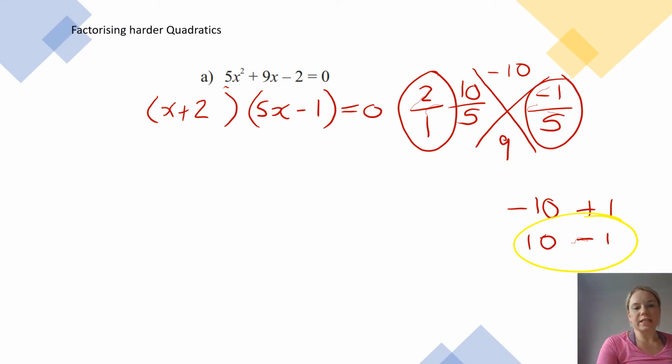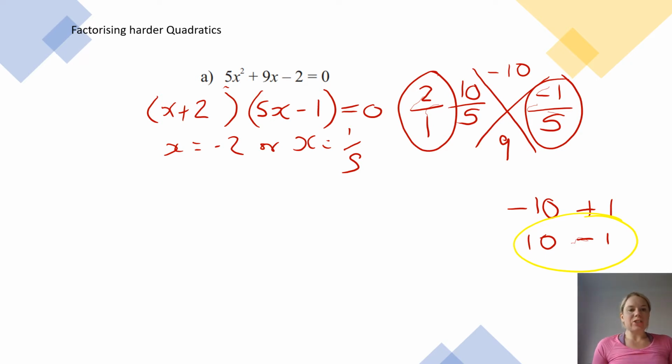And obviously to get it to 0, x would have to equal minus 2, or x would have to equal positive 1 over 5. Okay, so that's just a little bit of a brush up on factorising harder quadratics. I'm now going to look at a couple of A-level questions.